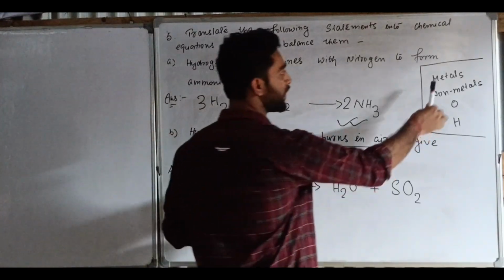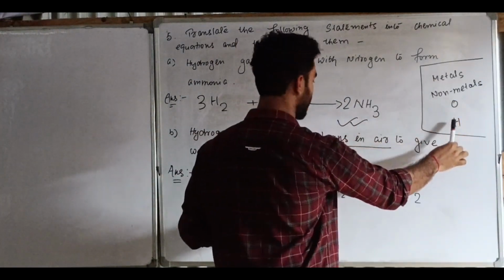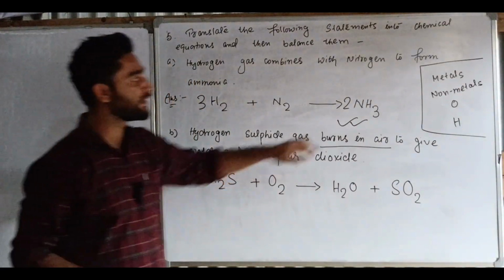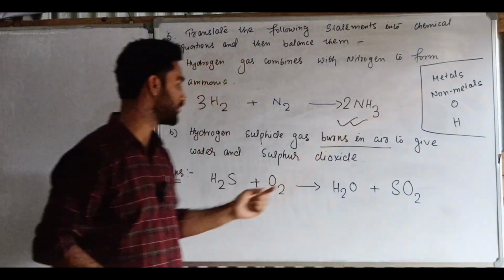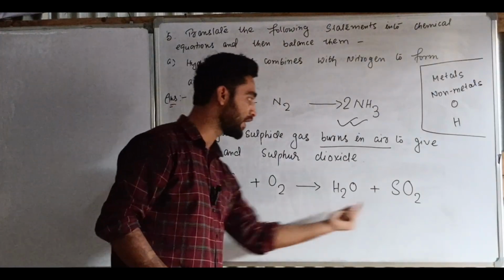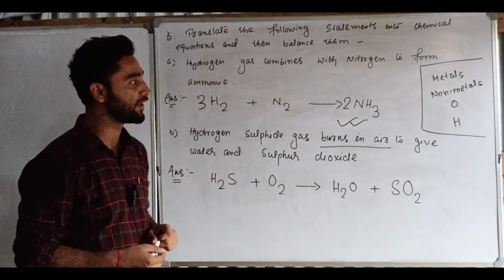So always remember, first metals, non-metals, oxygen and the hydrogen. So in this reaction also metals are absent. Then non-metal other than oxygen and the hydrogen. So which one is the non-metal? Sulfur is the non-metal. But here sulfur in the left hand side 1, here also right hand side 1.